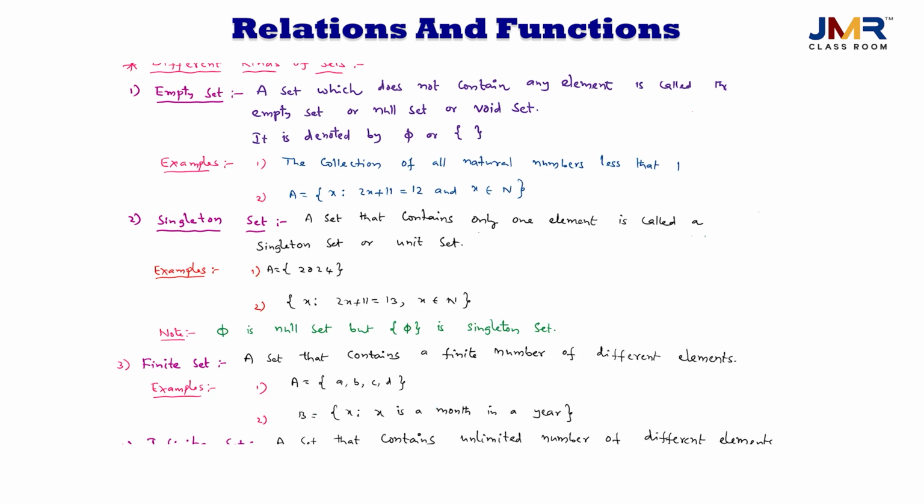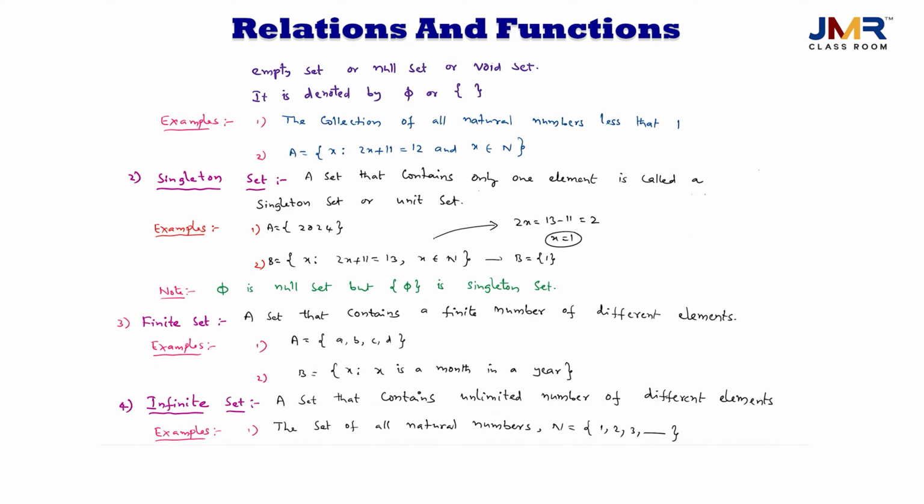And example 2, set builder form, that is set of x such that 2x plus 11 equals to 13 and moreover x belongs to natural number. If you solve this equation, 2x equals to 13 minus 11, that is 2, then x equals to 1, it is the first natural number. So, if you take the set as B, then same we can represent in tabular form or roster form. B equals to set of 1. So this set is called singleton set because this set contains a single element which is 1 only.